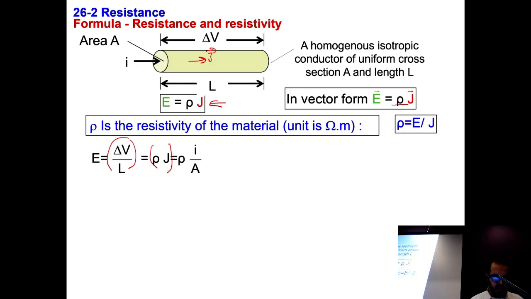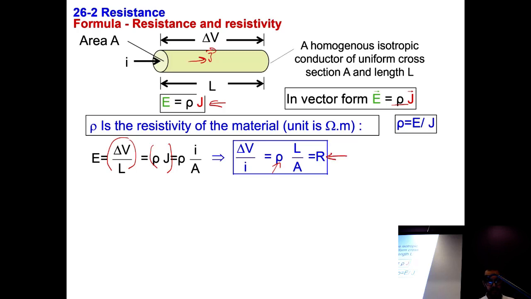Now we know the current density is current per unit area, so now we can get an equation. If I divide delta V by the current I, this is going to be equal to the resistivity times L divided by the cross-sectional area, rho L over A. This is what we call resistance R.